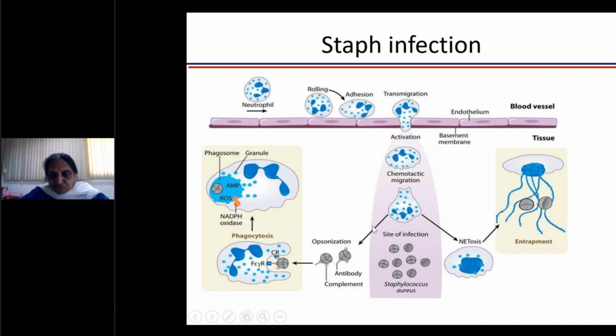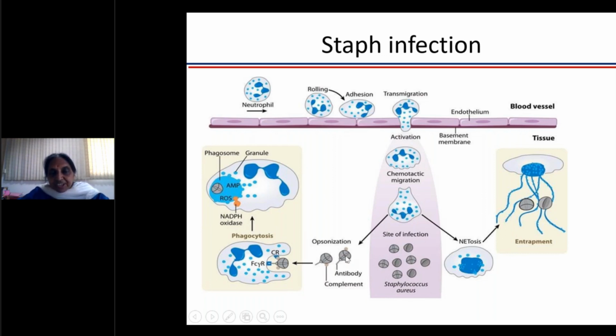Once they reach the site of infection, the neutrophils, as we saw yesterday, can kill the bacteria by generating reactive oxygen species using the NADPH oxidase system. And we said that if it is deficient, you can get a disease like CGD.